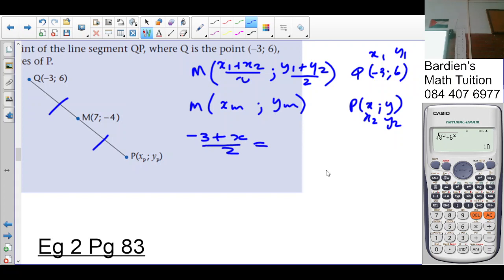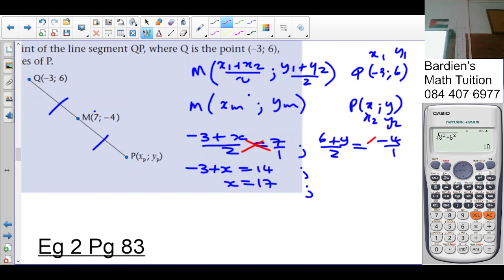What's the coordinate of the x midpoint? 7. Can you see that? That's 7 over 1. Then y1, which is 6, plus y, over 2 is equal to negative 4, which is the midpoint. Can you see that, people? From here, this is a method of solving for x and y. Cross multiply. So negative 3 plus x equals 14. So x equals 17.